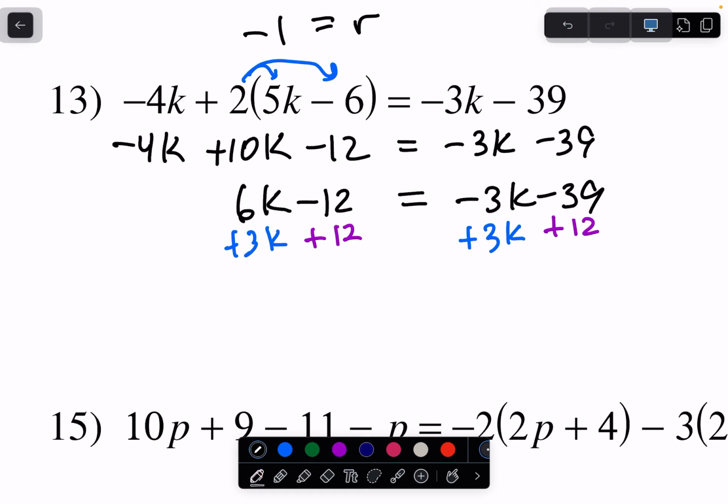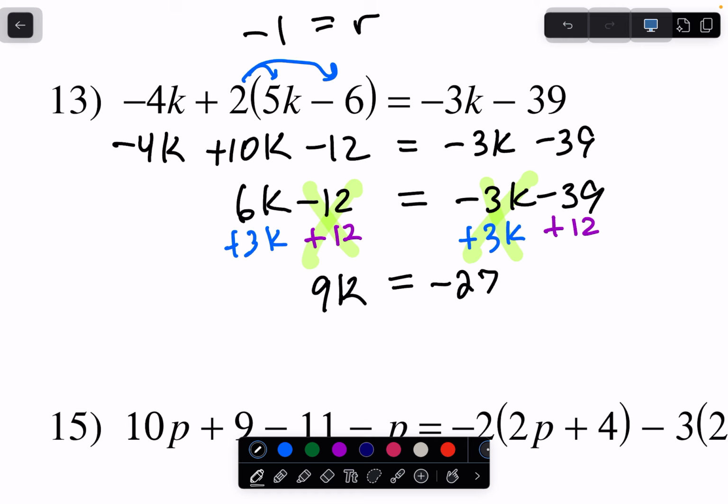Now you can do that in 2 separate steps. When I can save a little time and space, I do tend to try to be a little efficient. On the left side, the 12s cancel. On the right side, the k's cancel. And so we get that 9k equals negative 27.